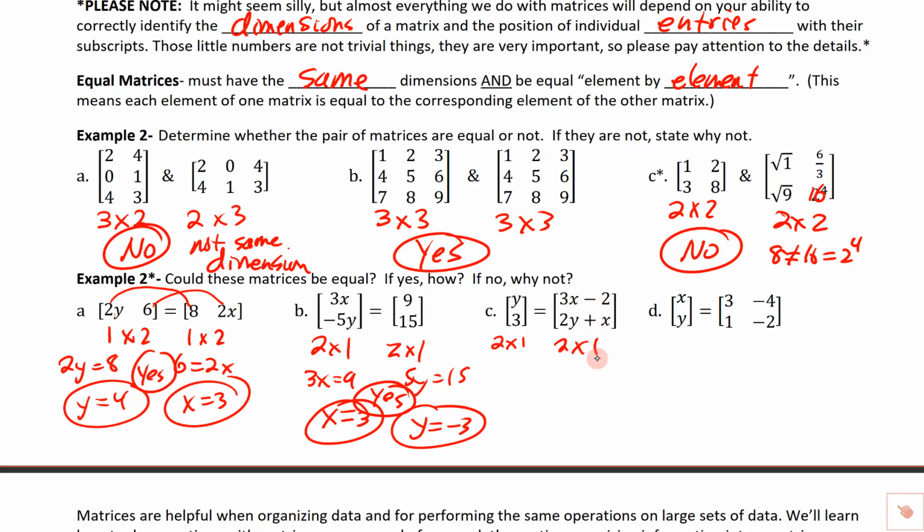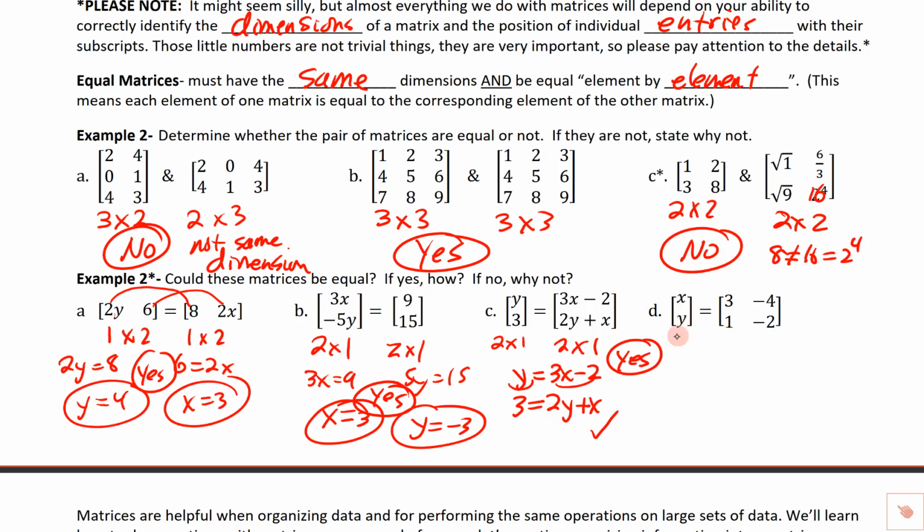So what we get here is y would have to equal 3x minus 2, and the other one says that 3 would have to equal 2y plus x. Now the answer on that is yes, and we'd have to go through and solve that system of equations in order to figure out what it is. Because we know how to solve systems of equations really well, I'm not going to take the time to do that right now, but you could go through and solve that. You'll notice that this one is set up for substitution. You could solve that, figure out what x is, and then plug that back in and figure out what y is.